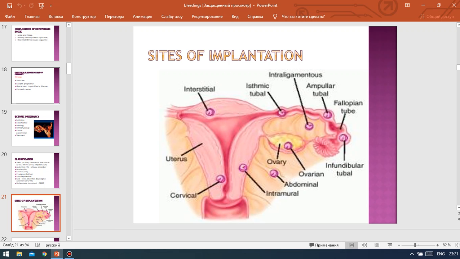Sites of implantation: interstitial implantation, cervical implantation, intramural implantation, abdominal, intramural if it's in the cesarean section scar, ovarian, isthmic, ampullar, fallopian tube. You saw the fallopian tube has 3 parts: ampullar, isthmic, and infundibular part. And we have 3 types of situation of this embryo.